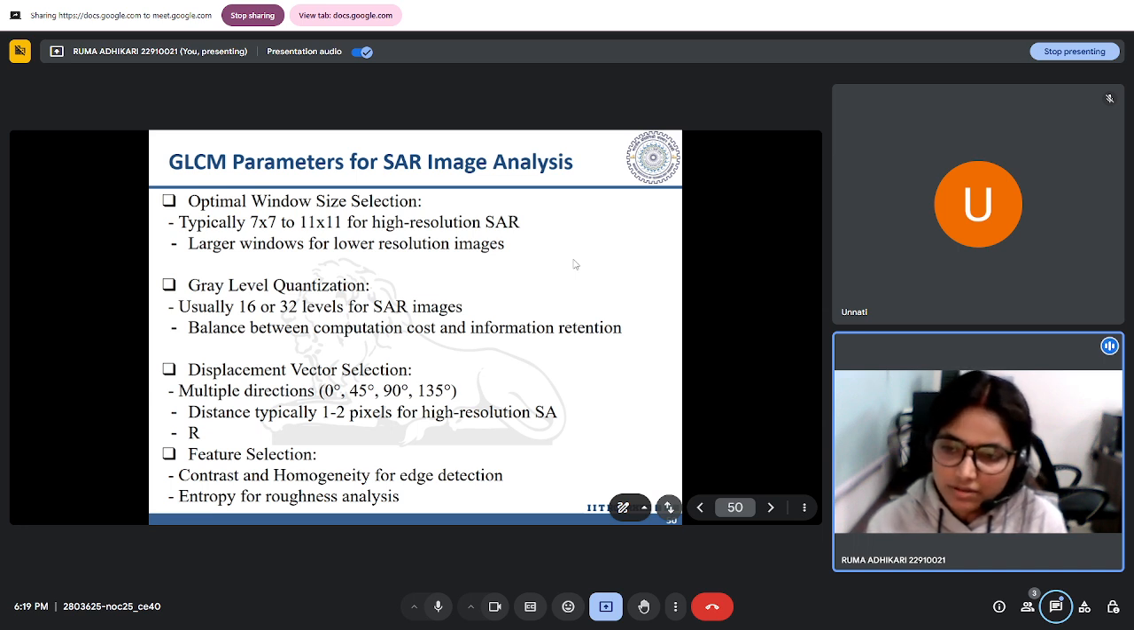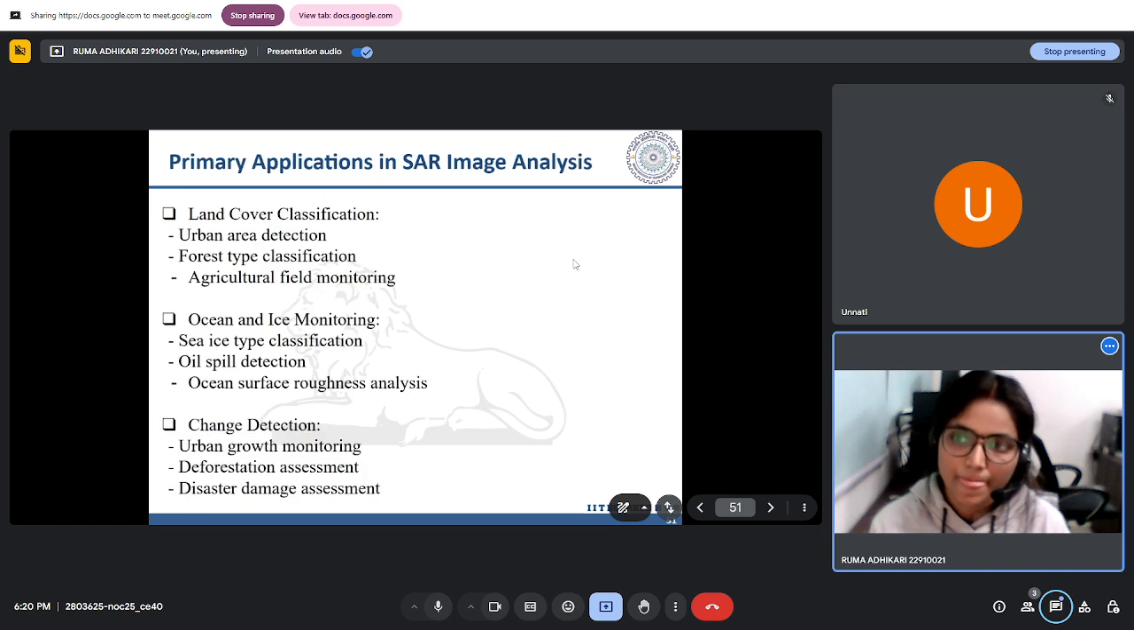And feature selection: contrast and homogeneity for edge detection, entropy for roughness analysis. These three that are mentioned, contrast, homogeneity, entropy, are the popular ones for GLCM texture analysis. When we are interested in the edge portion, then the contrast and homogeneity go with that. And for roughness analysis, the randomness, the information content of the image, we will look for the entropy. So these are the primary applications.